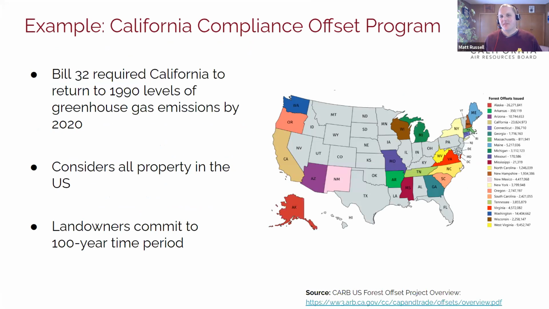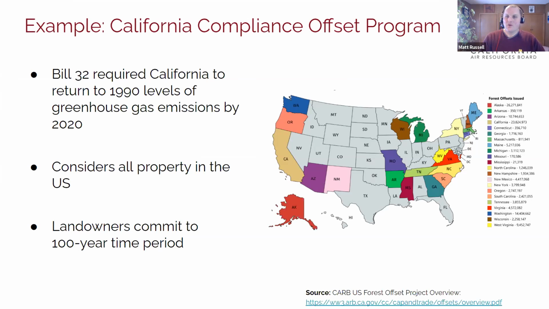The best example of that is what's going on in California and has been going on for at least a decade now. The California Compliance Offset Program was required by regulation. This is Bill 32 from several years ago. It asked California to return to 1990 levels of greenhouse gas emissions by 2020. And actually they did that by 2016. They met their goal, and they're going to continue this program well into the future.